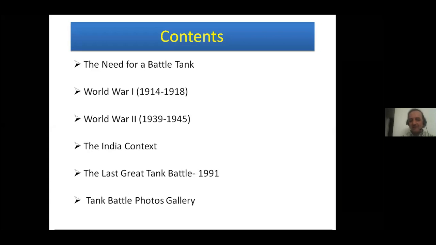What were the tanks that we used in our battles with Pakistan and China, in the battles that we have fought? And then closing off with the last great tank battle in 1991, which you would probably associate with the Gulf War. And then some interesting photos at the end as well.